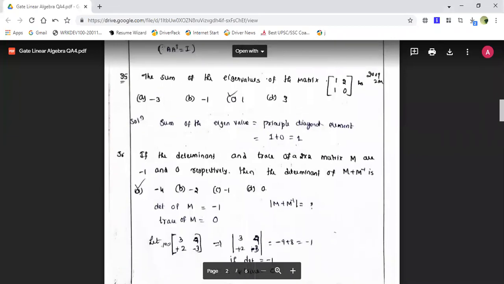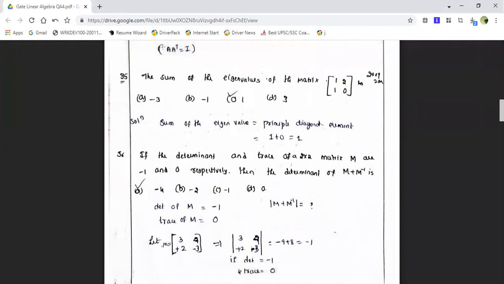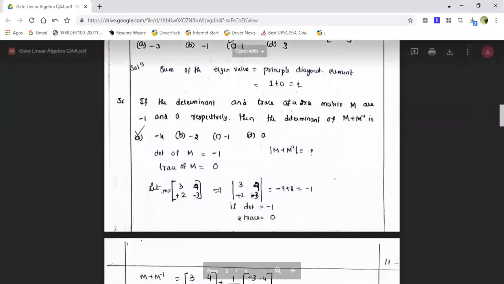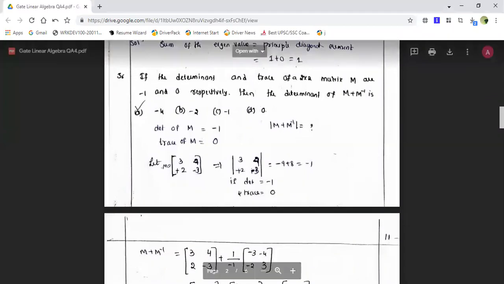Again, this question also appeared in 2009 for 2 marks: the sum of the eigenvalues of the matrix. As you all know, the sum of the eigenvalues of the matrix can be written directly. It is the sum of the principal diagonal elements. Here it is 1, here it is 0. 1 plus 0 is 1. So therefore option C is the correct answer. Some of these direct questions you will get in the GATE examination. Now come to the next question.